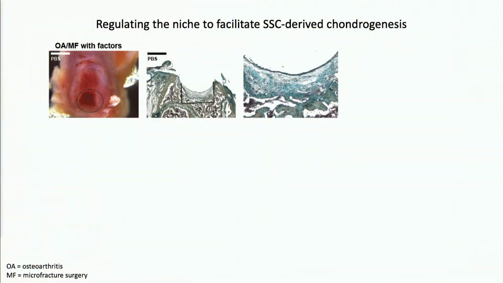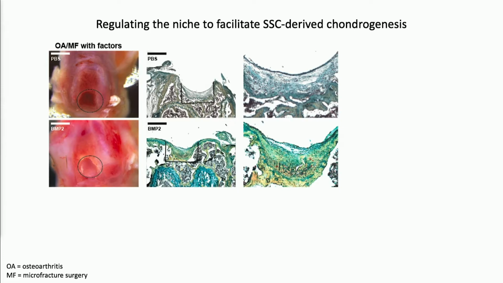So we wondered whether we could add additional factors at the site to skew the production of the tissue. And so here we utilize a hydrogel with PBS, and we see minimal regeneration at the site. So we added BMP2 to our hydrogels, and we found that we could increase the regeneration of tissue. However, it was more of a bone and fibrocartilage tissue that we saw.